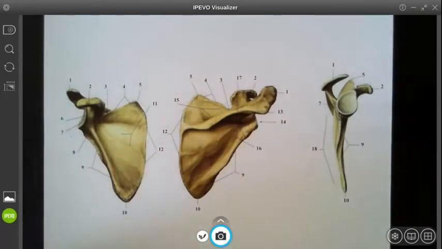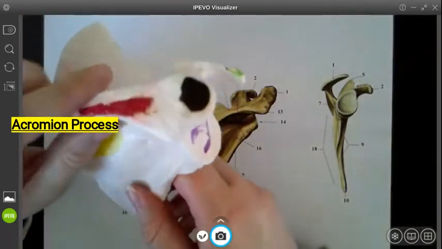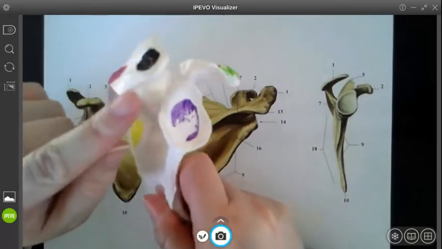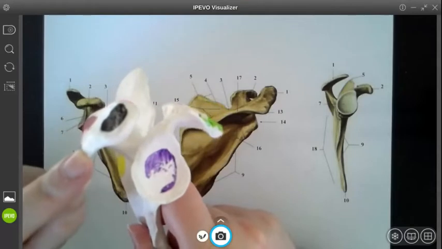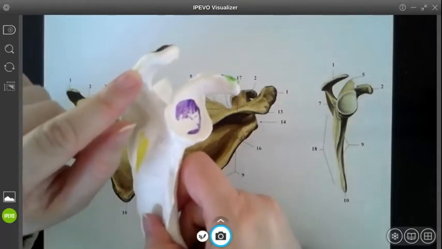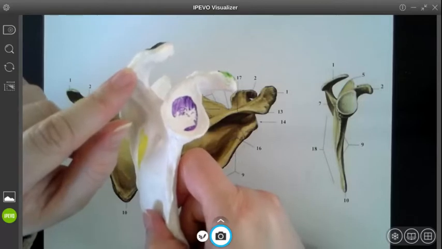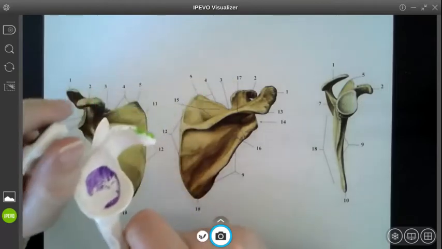Number one is called the acromion process. The acromion process is actually this structure in black right here. It correlates with the shoulder, and we have the acromial region, or the tip of the shoulder.